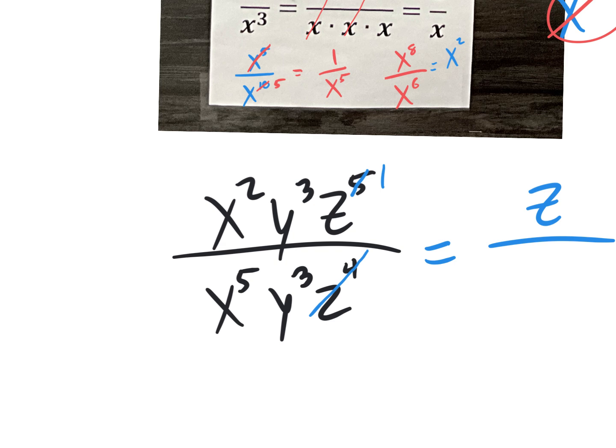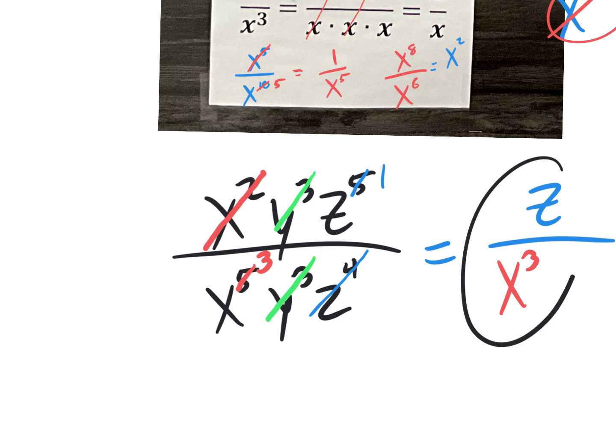What about the x to the 2nd up on top? Both of those x's cancel with 2 of the 5, leaving you 3 on the bottom. So you'd have the x to the 3rd left on the bottom. And what about those y's? The y to the 3rd cancels with the y to the 3rd. So there are no y's left anywhere, right? So there's your answer, z over x to the 3rd.